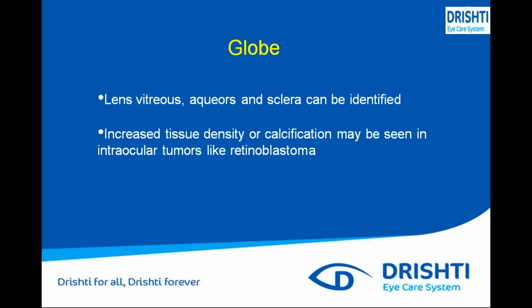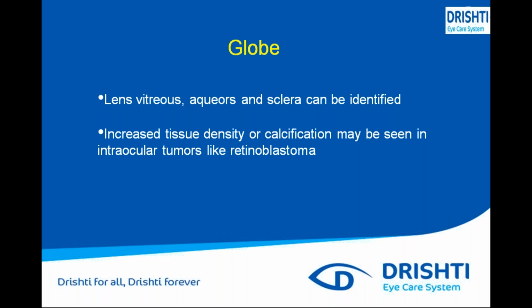Okay, so now coming to the globe. In the globe, what has to be seen? Lens, vitreous, aqueous, and sclera can be identified in the CT scan report. Generally, something like a small foreign body or any inflammation in the eye can be easily evaluated by your B scan.